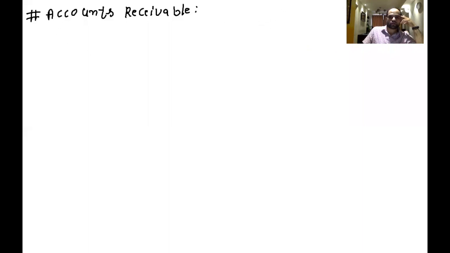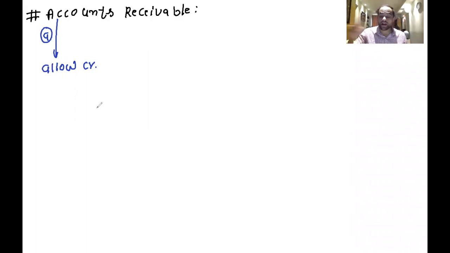So let's start with the first one, which is A. When the company, let's say, starts with allowing credit. Allowing credit means accounts receivable. If you are holding too much accounts receivable, you sell most of your product on credit. As a result, high accounts receivable. Allowing credit means high accounts receivable. So this is called the cost of allowing credit, right?